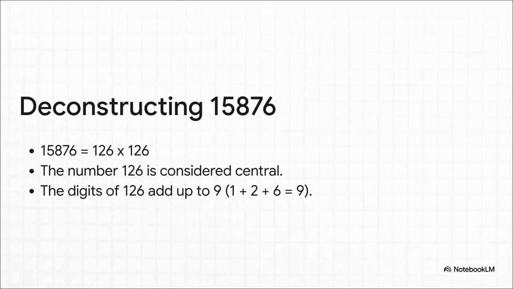So how is this number supposed to be significant? Well, the theory breaks it down. Turns out 15,876 is exactly 126 times 126. So 126 squared. Proponents say that this number, 126, is absolutely central, and even its digits add up in an interesting way. 1 plus 2 plus 6 equals 9. Which is another number that they claim is super significant in these patterns.